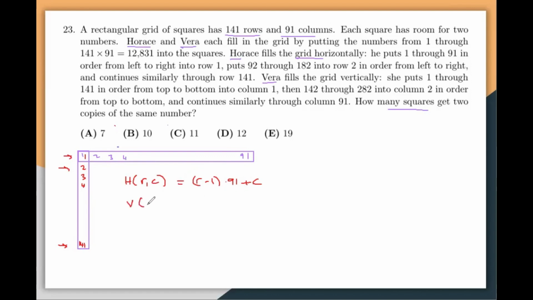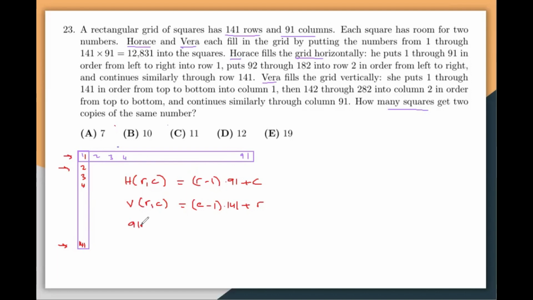Similarly for V, I can write V(R, C) similar to this one: C minus 1 times 141, and then plus R. Then we just want these two numbers to be the same, so we can make them equal to each other. Before you move on, make sure you really understand this one, otherwise the rest will not be really useful. So we want these numbers to be equal to each other. Let's expand those.